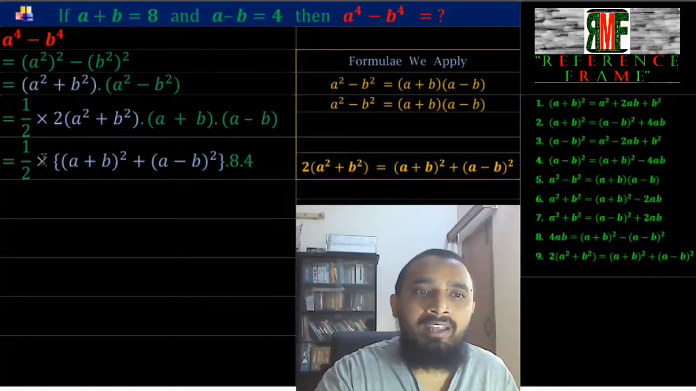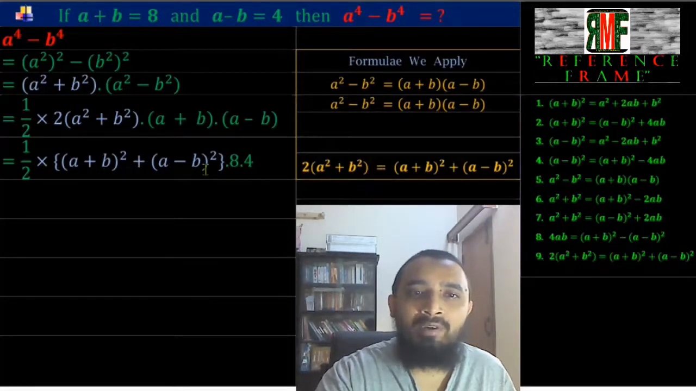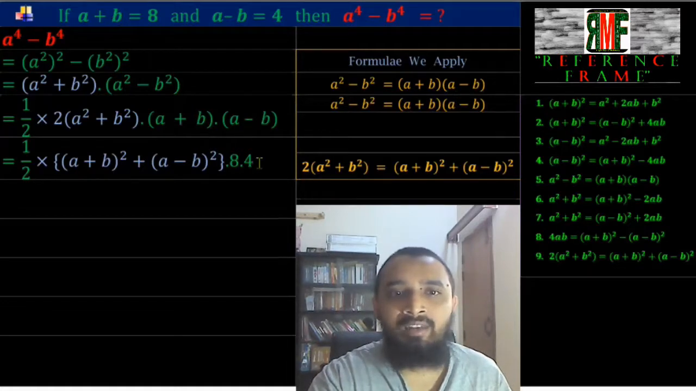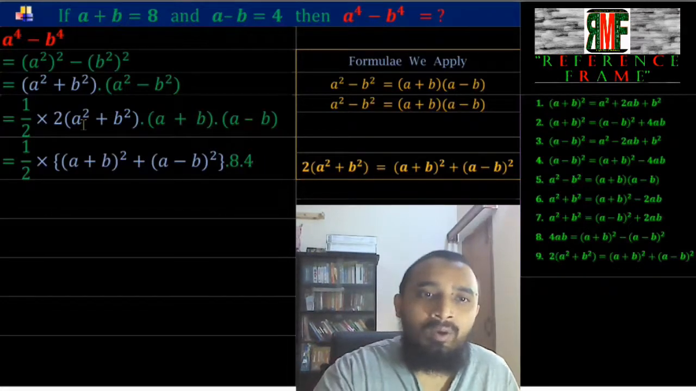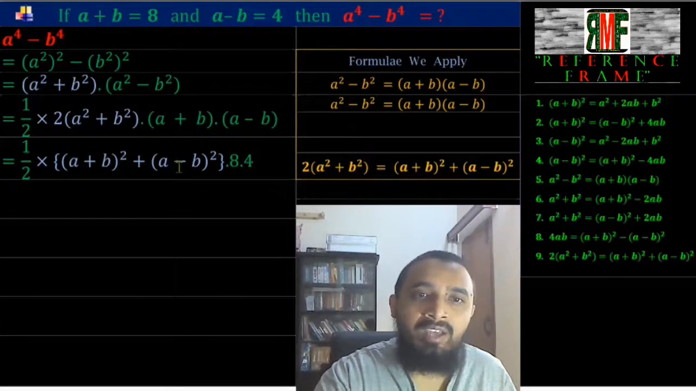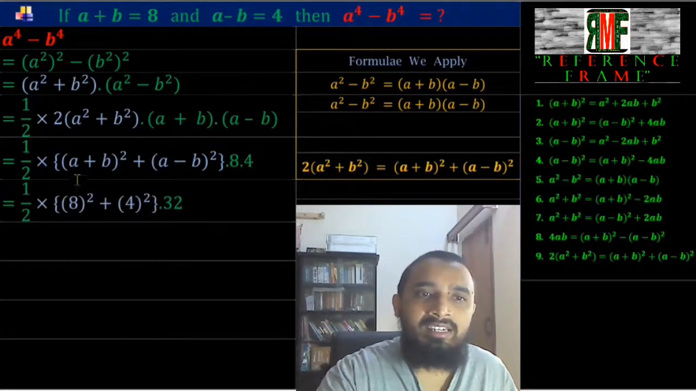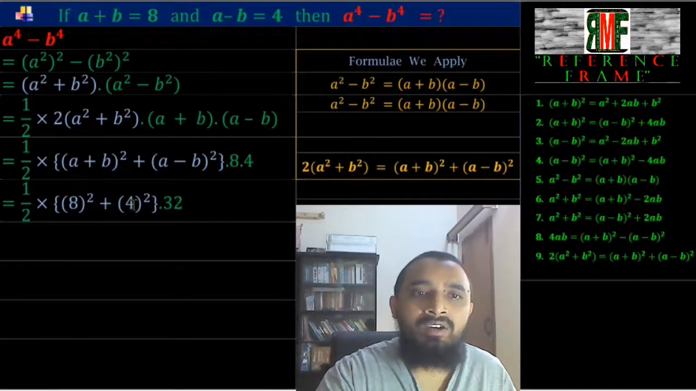By applying the corollary, we are going to get half into a plus b whole square plus a minus b whole square, just like problem 1. And into, instead of a plus b, we just put down the value 8, and instead of a minus b, we just put down the value which is 4. Now we will put down the values of a plus b and a minus b on the next line. Okay, let us move.